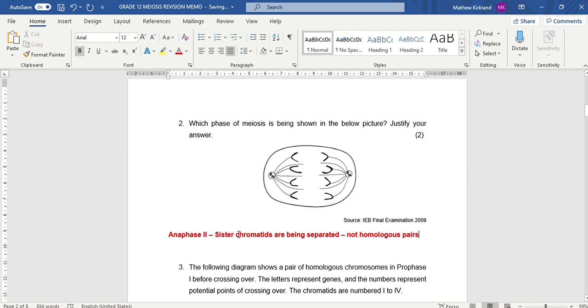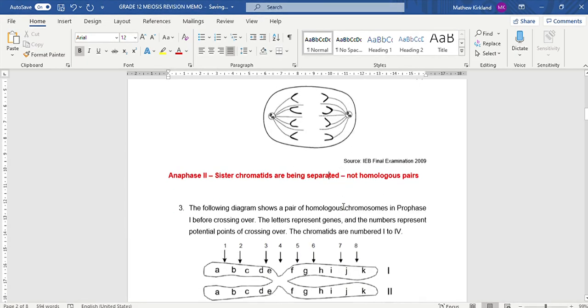Even if you just said sister chromatids are being separated, well, what does that mean? It means it's not homologous pairs, meaning anaphase 1. There's a separation, but it's the chromatids that are being separated. Okay, I hope you got that one. Again, look at what the chromosomes are drawn as. The drawing of the chromosomes is very important in meiosis.